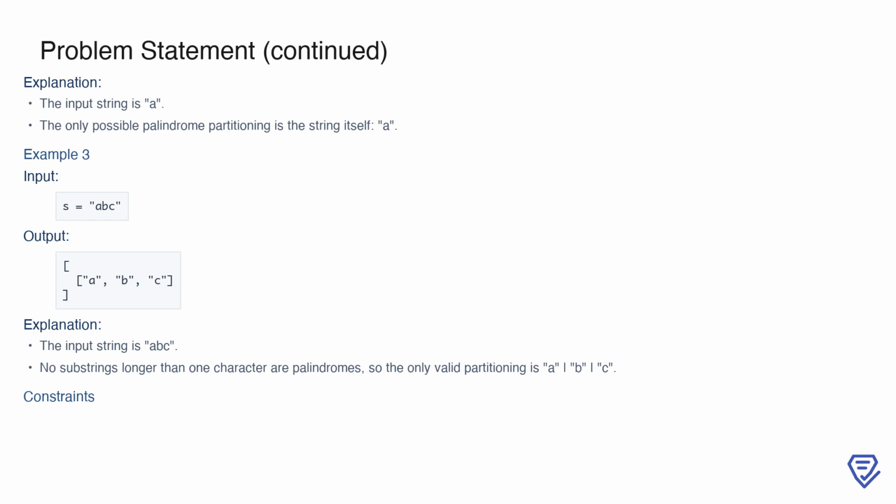The constraints make this problem manageable. Since the length of the string is limited to 16, it's computationally feasible to explore all possible ways to partition the string. Additionally, the string contains only lowercase letters, which simplifies the process since we don't have to handle numbers, special characters, or uppercase letters.